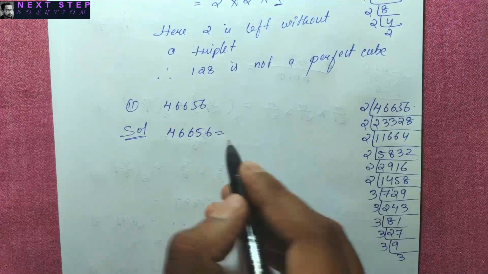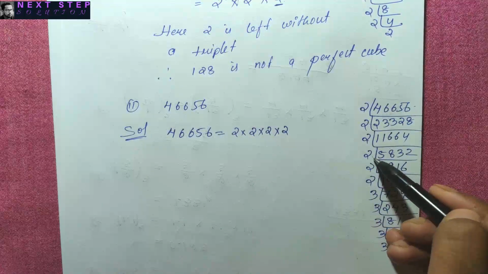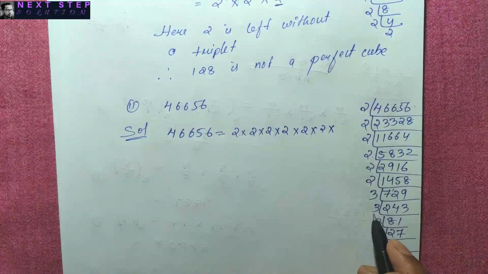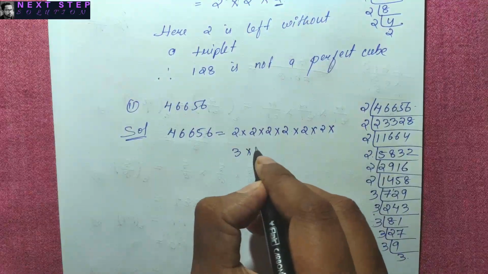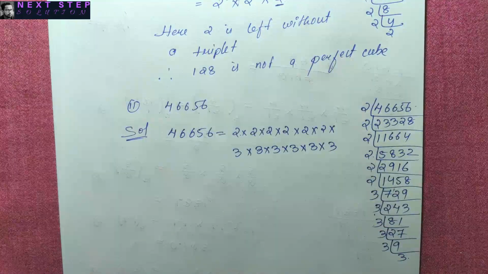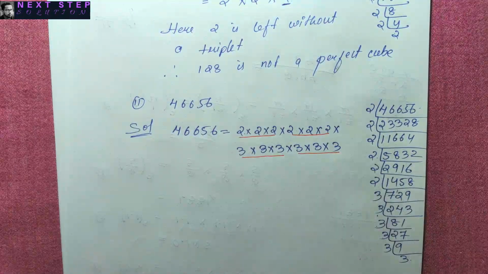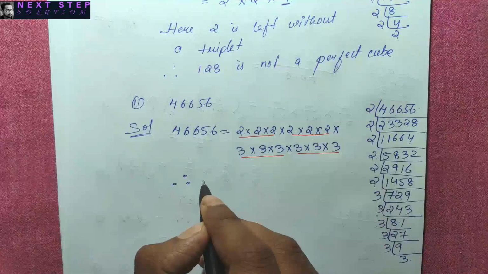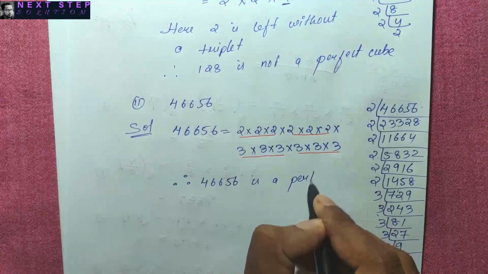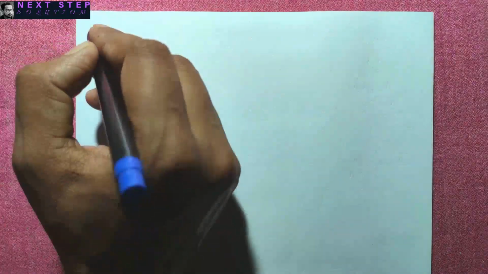So these can be written as 2 into 2 into 2 into 2 into 2 into 2, six 2s, again 3 into 3 into 3 into 3 into 3 into 3, six 3s. If we observe, we have this triplet of 2s, and this triplet of 3s. Everything is in triplets. Therefore, 46656 is a perfect cube. Now let us see another question.